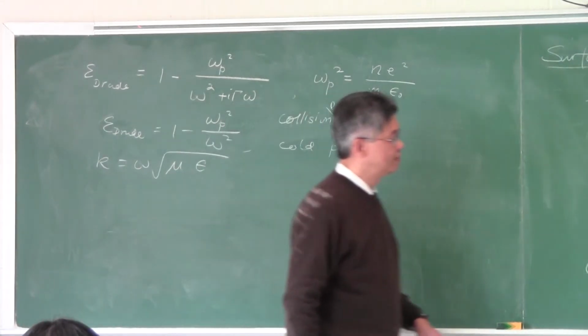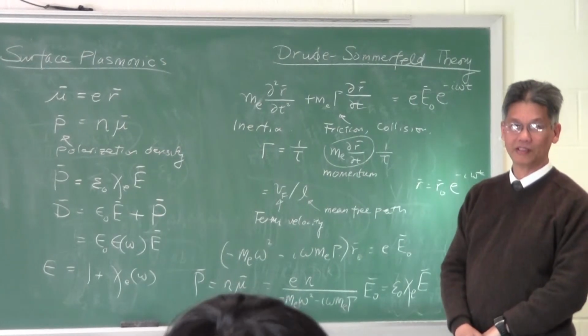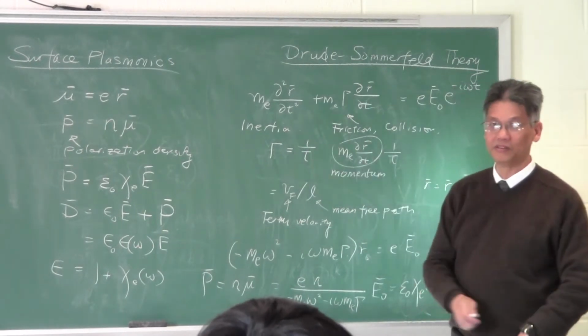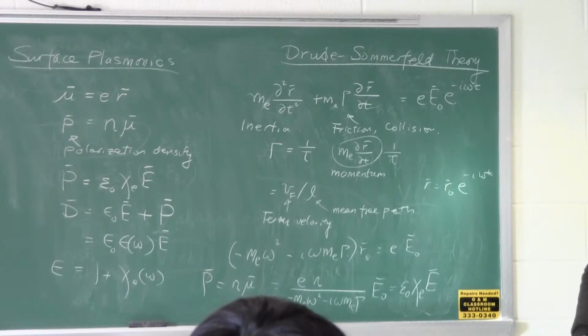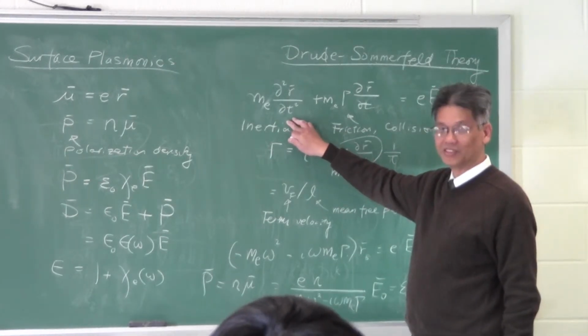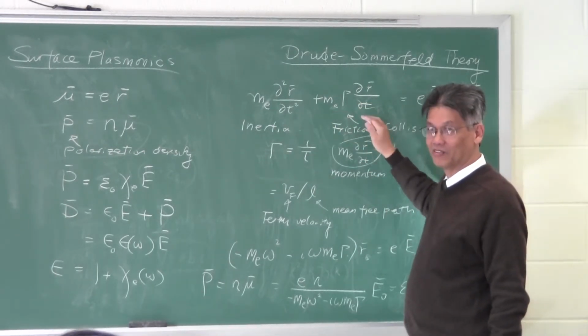In microwave frequencies, this term would dominate because this term is very small at microwave frequencies. But when you go to optical frequencies, this term becomes substantial because omega is very high. So when you go to high enough optical frequencies, this term becomes important and this term becomes less important. Microwave, this is very important.